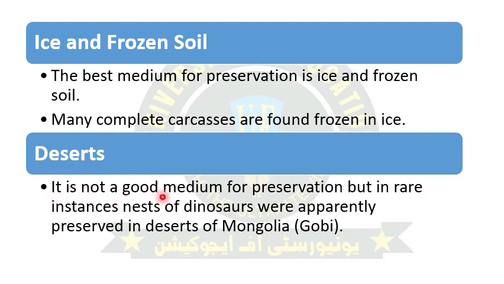Deserts. It is not a good medium for preservation, but in rare instances, nests of dinosaurs were apparently preserved in the deserts of Mongolia. So deserts are not considered a very good medium for fossilization, but in these deserts there is rapid desiccation, or the body is rapidly dried, which leads to mummification. So in this way they can act as a medium for fossilization.